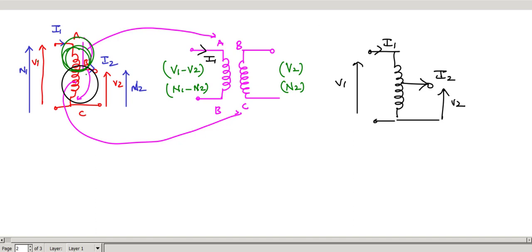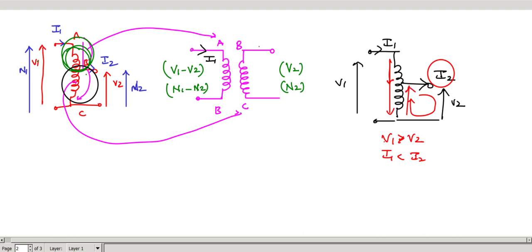So what I said from the previous question: V1 greater than V2 is a step down transformer, I1 less than I2. So how will be the direction of the current I2? It looks like this. The direction of the current I1 is like this. So I1 is flowing like this. So the resultant current I2 minus I1 is flowing like this, in the upward direction, because I2 is dominating here. So the I2 direction is like this.